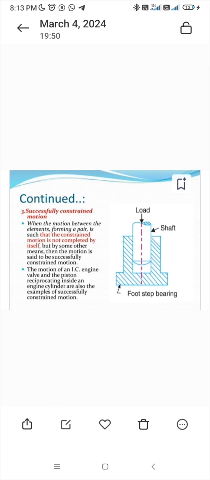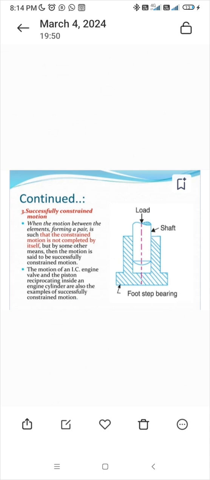If it is incompletely constrained motion, we have to convert it into completely constrained motion by means of an external force. In this diagram the load is the external force. This is the footstep bearing. If the load is not applied here, what will happen? Definitely the shaft will be moving in to and fro motion, so that will be incomplete motion. So now we have to convert it into completely constrained motion by means of an external load. So this is the successfully constrained motion.